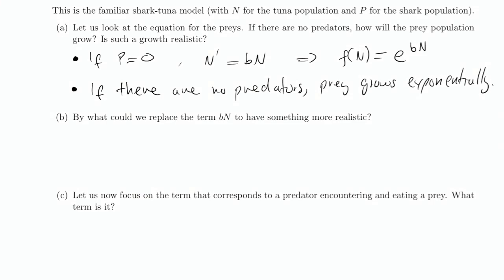How about part B? What could we replace this term by to have something more realistic? So the reason why the exponential growth is unrealistic is, of course, exponential growth can't happen for all time. Eventually, there will not be enough resources to support the population. And so we then need something that takes this into account, that is, has a crowding term. And logistic growth is a solid example of this.